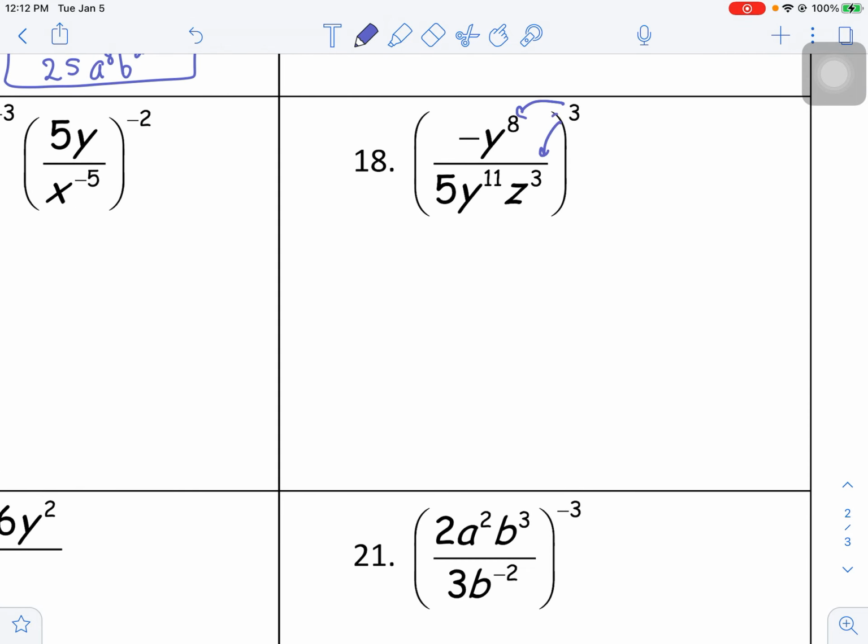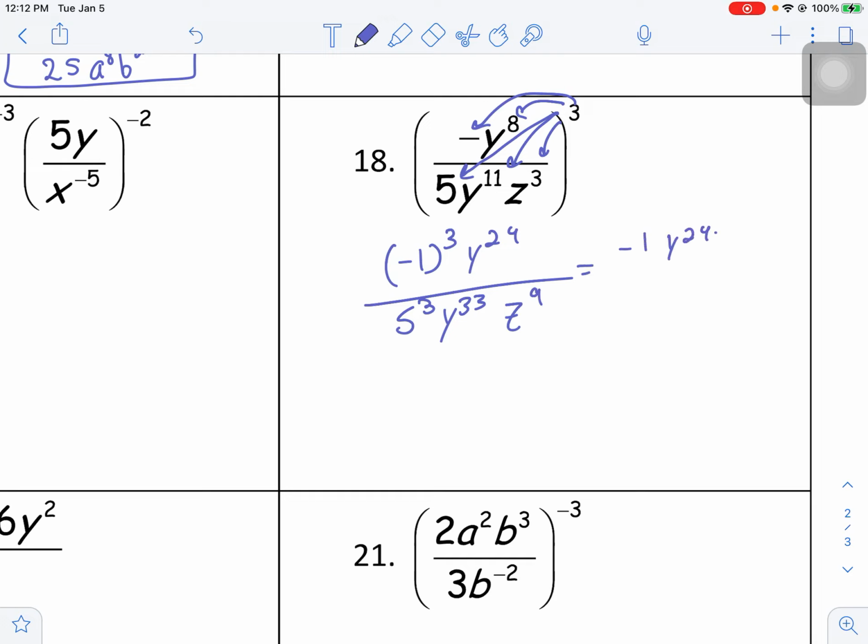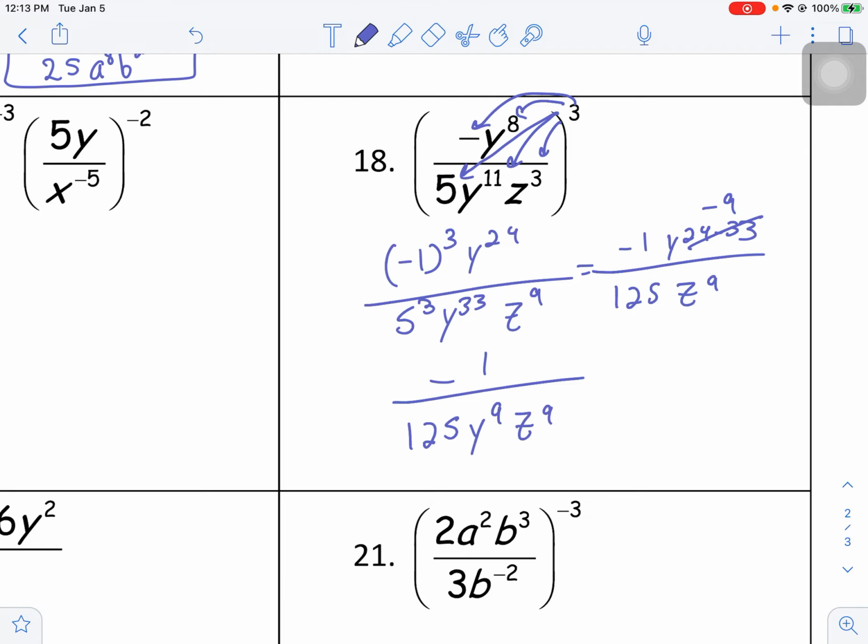This is just to distribute, right? You could even distribute to the negative, so negative 1 cubed y to the 24 over 5 cubed y to the 33 z to the 9. Negative 1, y to the 24. You could do minus 33 right away right there. And then that's going to be 5 to the third, which is 125, z to the 9. 24 minus 33 gives us negative 9. So it's negative 1 over 125, y to the 9th, z to the 9th.